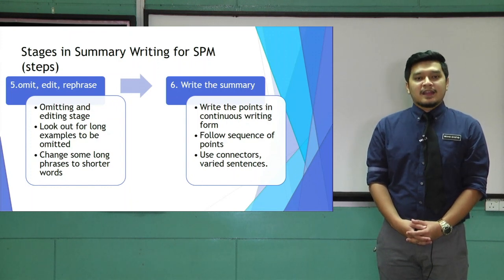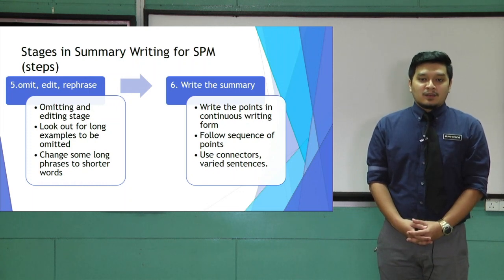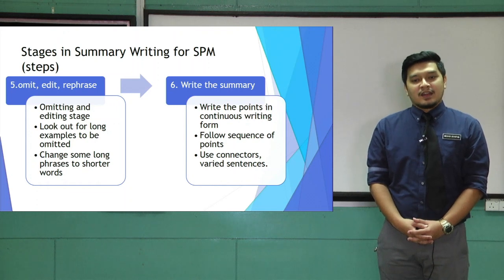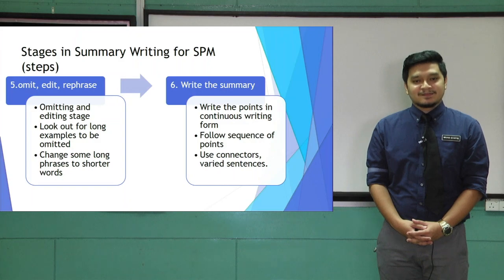And the last step in writing a summary is writing the summary itself. When writing the summary, you need to write the points in continuous writing form. And then, when writing the points, you have to follow the sequence of points you found in the articles. And remember, when writing the summary, you have to use connectors and varieties of sentence structures.